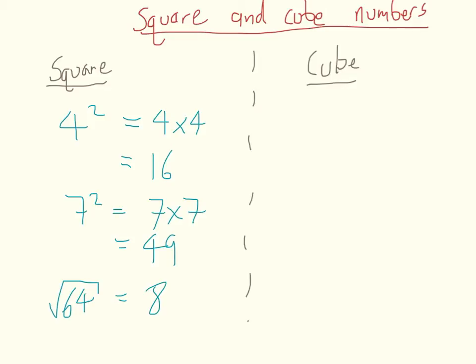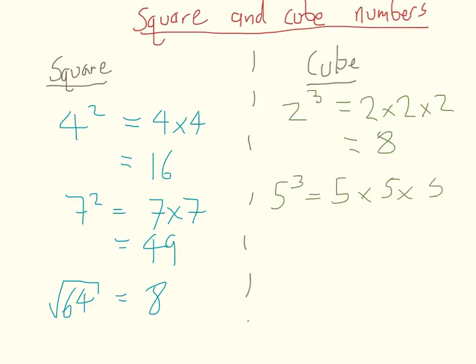So if a square number is times by itself, a cube number means times by itself 3 times. So 2 cubed means 2 times 2 times 2. Well, 2 times 2 is 4, times 2 again is 8. And 5 cubed means times by itself 3 times, so 5 times 5 times 5. Well, 5 times 5 is 25, times 5 again is 125.